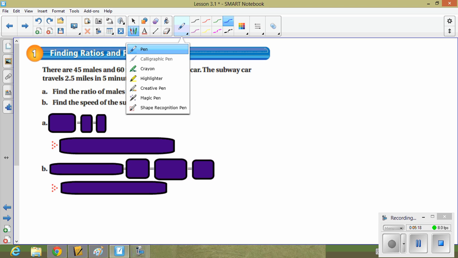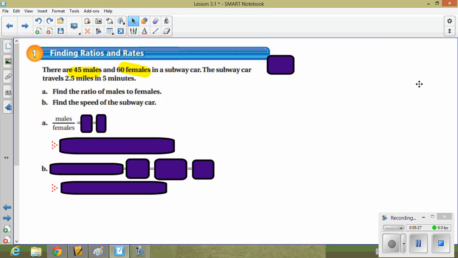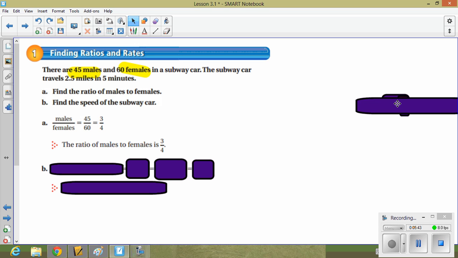All right, that description is very, very important. We want to know males to females. So it must be written in that order, males to females. So we need to make sure we write 45 over 60. Congratulations, you just wrote a ratio. And we could also reduce the ratio because we can reduce fractions. So the ratio of males to females is 3 to 4.